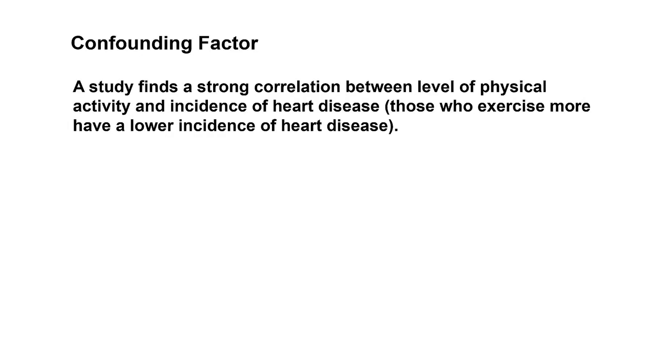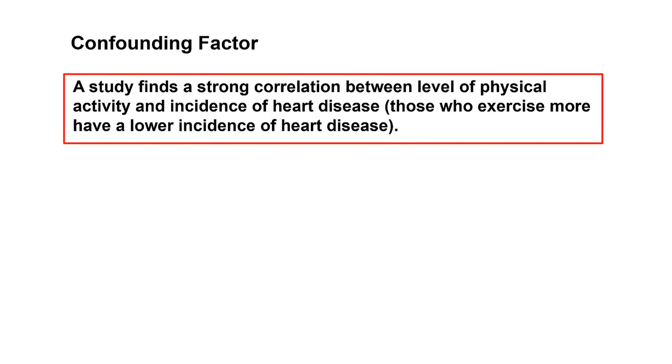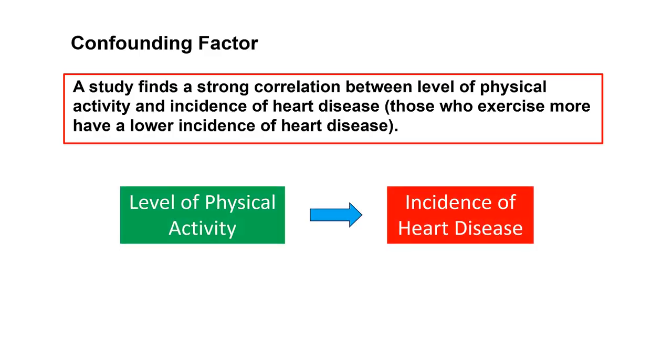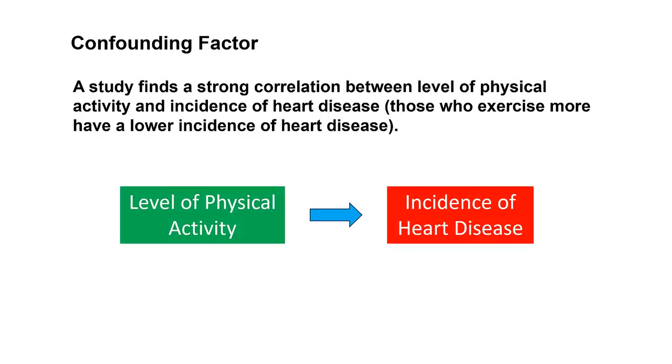So let's look at an example here, and this is going to bring about something known as a confounding factor. A study finds a strong correlation between level of physical activity and incidence of heart disease. What they find is those who exercise more have a lower incidence of heart disease. So level of physical activity strongly affects the incidence of heart disease. As level of physical activity increases, the incidence of heart disease goes down.